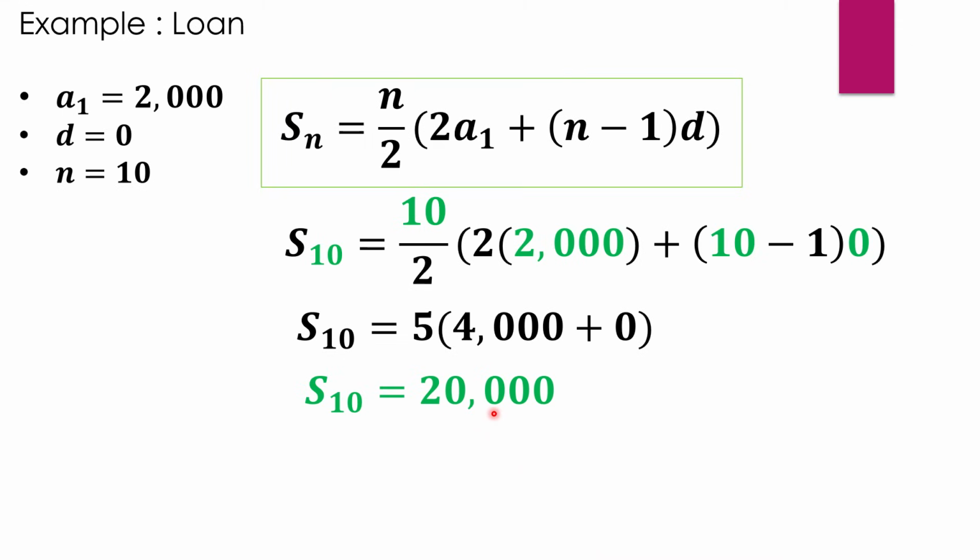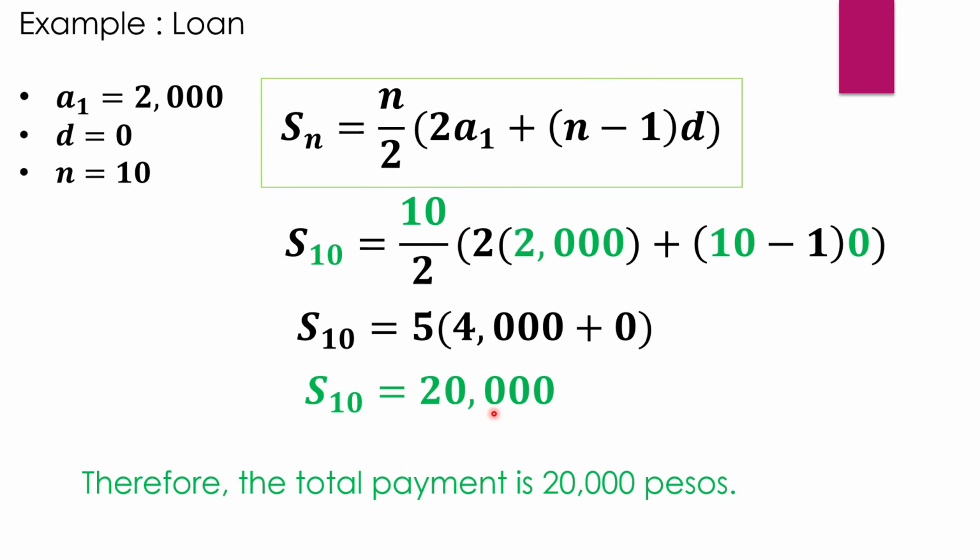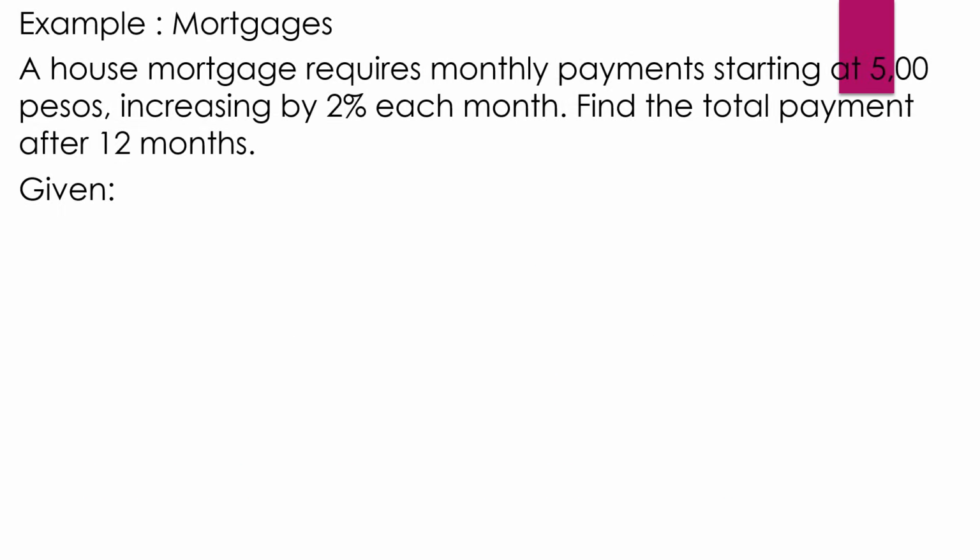And again, as I always remind you, if your problem is a word problem, the answer must be in words as well. So the final answer is, therefore, the total payment is 20,000 pesos for 10 months. How about this one? A house mortgage requires monthly payments starting at 5,000 pesos, increasing by 2% each month. Find the total payment after 12 months.